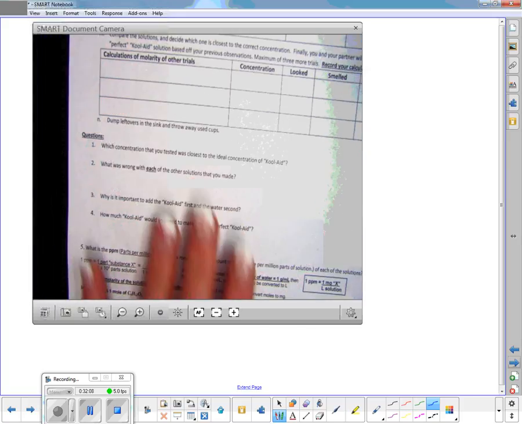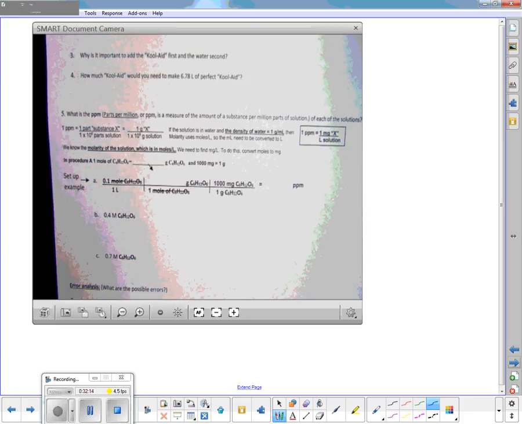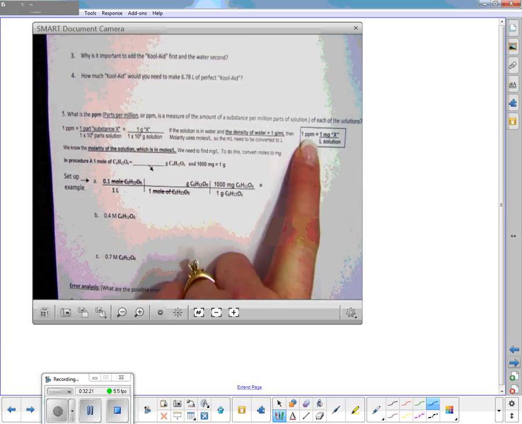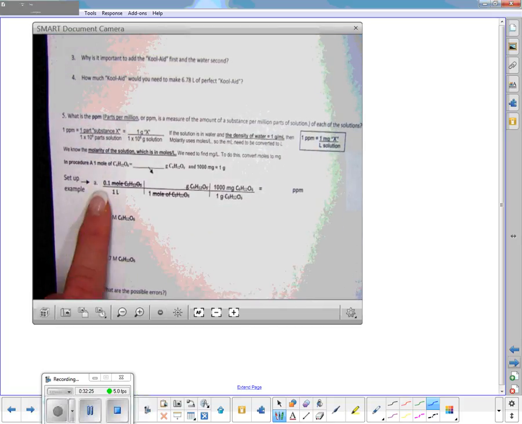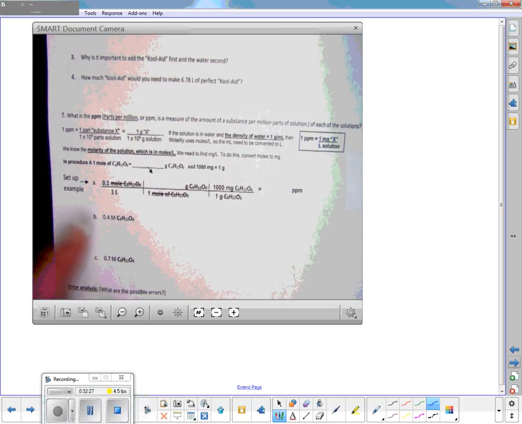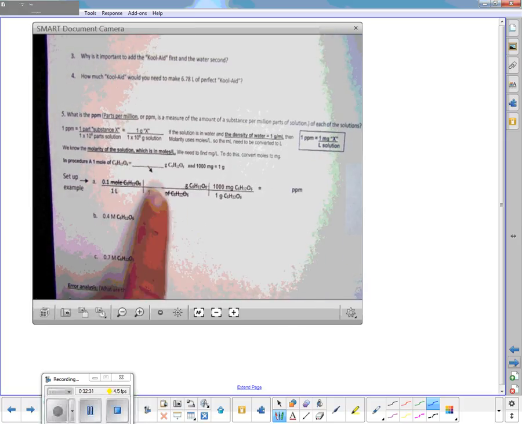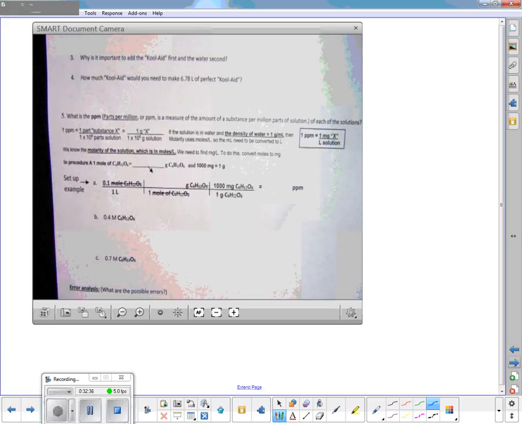Then you're going to answer some questions that have to do with the Kool-Aid. Down here at the very bottom, before you do your error analysis and conclusion, I've set up where you're finding parts per million. So you're going to do parts per million for each of those setups. So A is like B on the other side. The only thing that you have to do, I've shown you how to set it up, is put in the mass of sugar right here, and then times it through.